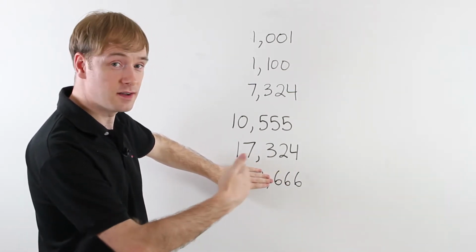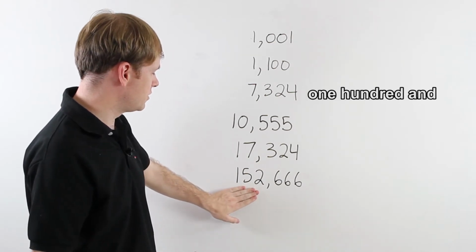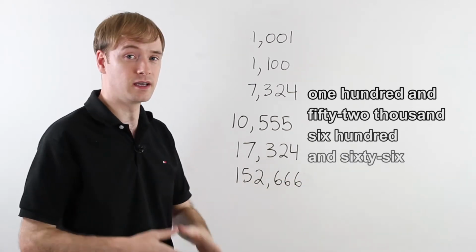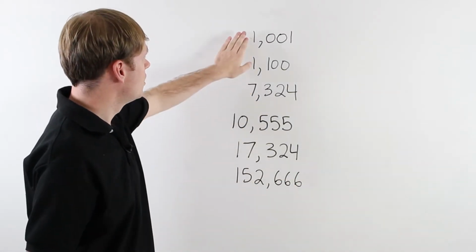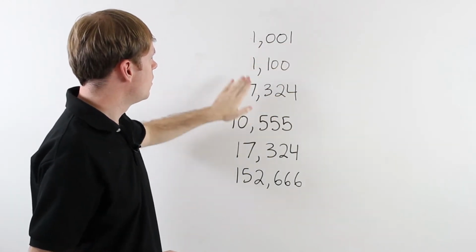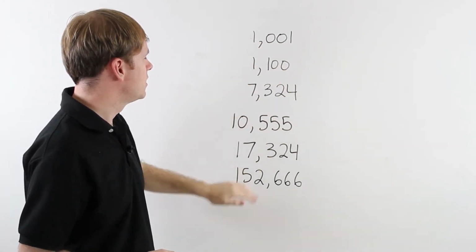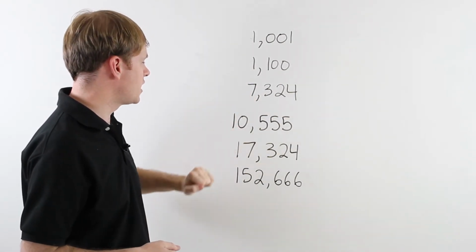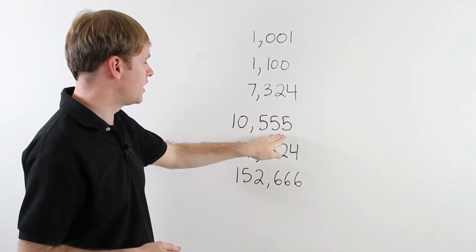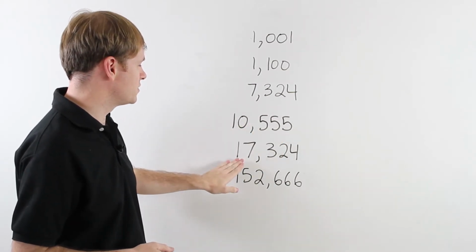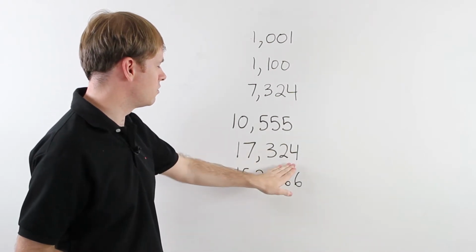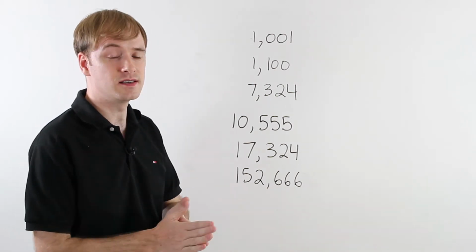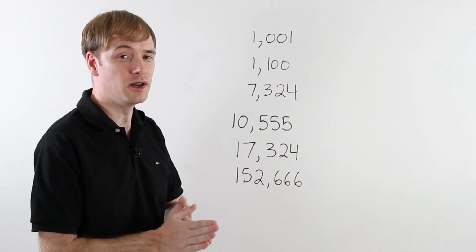666. 666. 152,666. Okay, let's review these numbers again. 1,001, 1,100, 7,324, 10,555, 17,324, 152,666. Okay, you ready for some more?